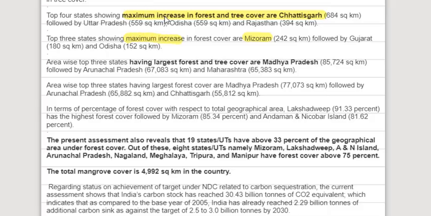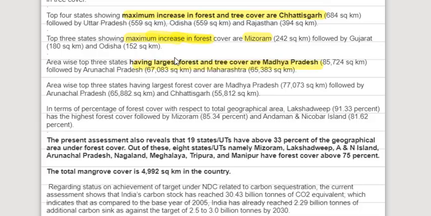This is the maximum increase in the forest and tree cover: Chhattisgarh. When they ask about the maximum increase in the forest, not tree cover, only in the forest area, then it is Mizoram. Area wise, top 3 states having the largest forest and tree cover, largest is Madhya Pradesh.